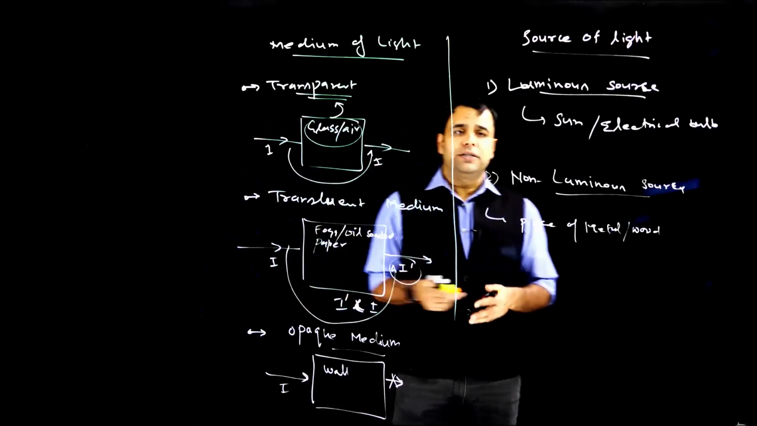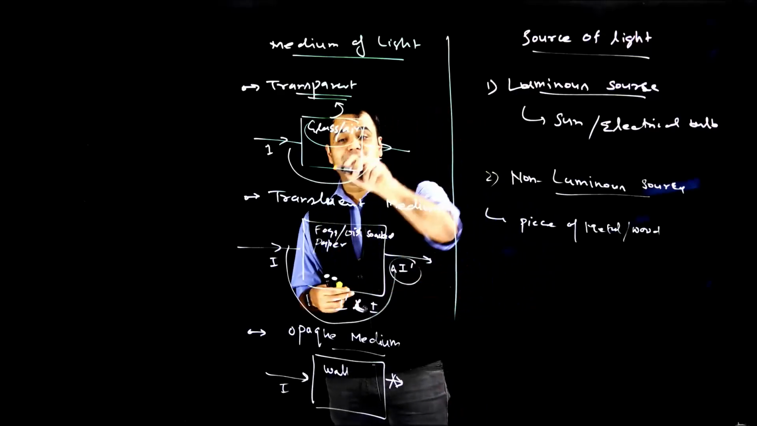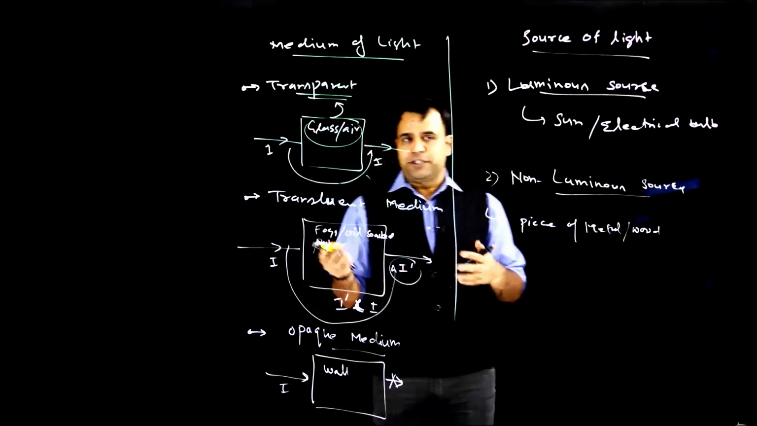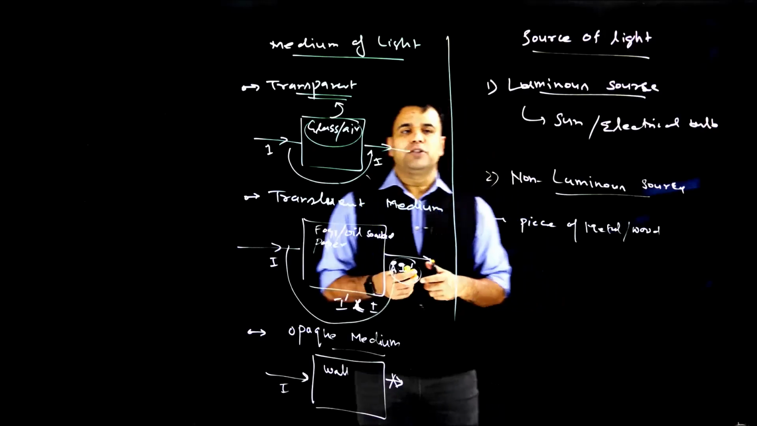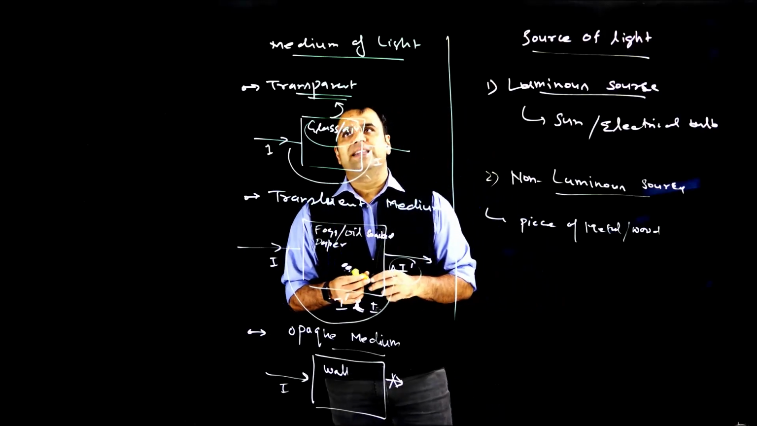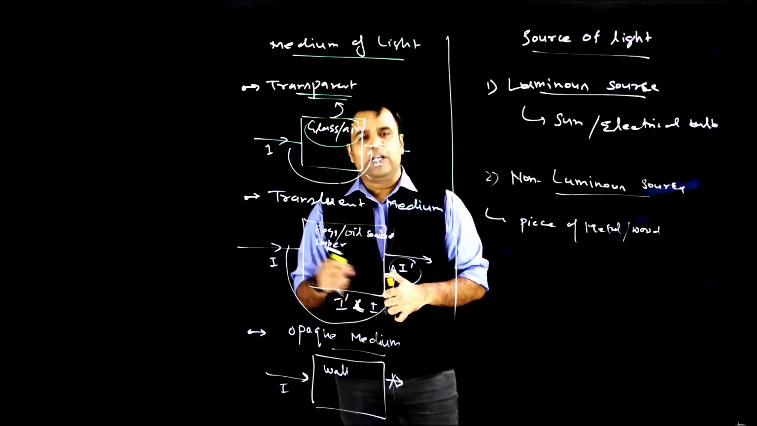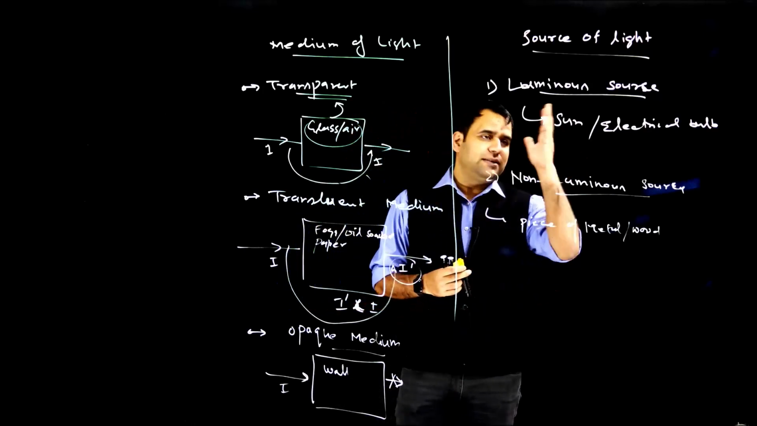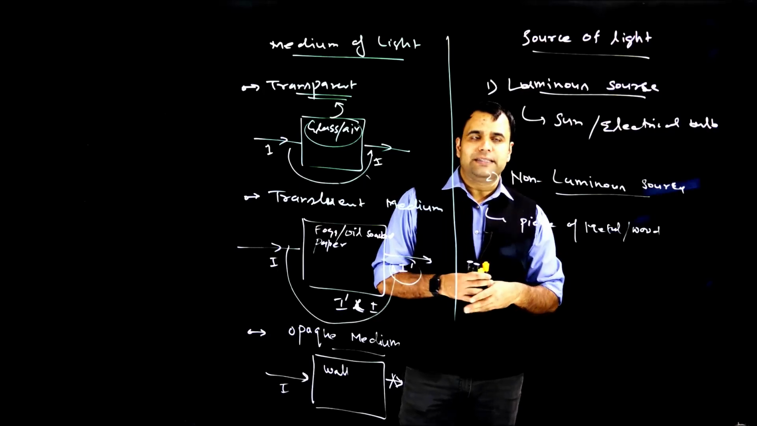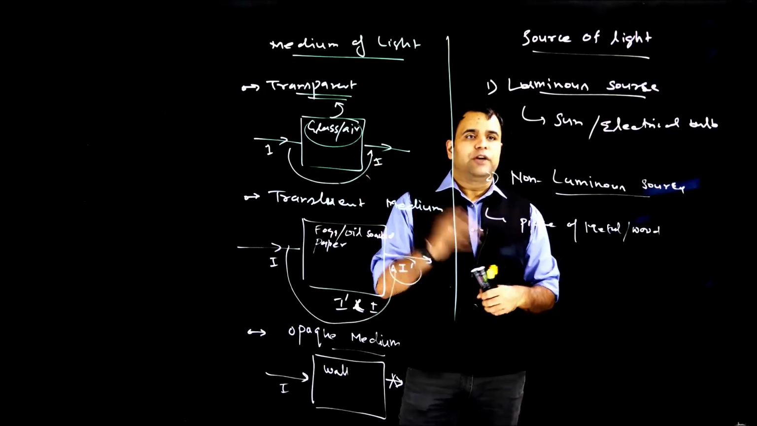This property is called absorbability or the absorption property of the medium. Based upon the absorption property of the medium, we divide the medium into three categories: transparent, translucent, and opaque. So we have studied two types of sources and three types of medium.